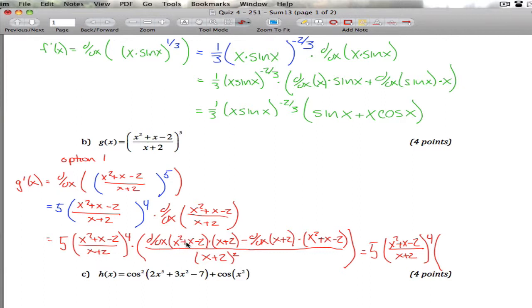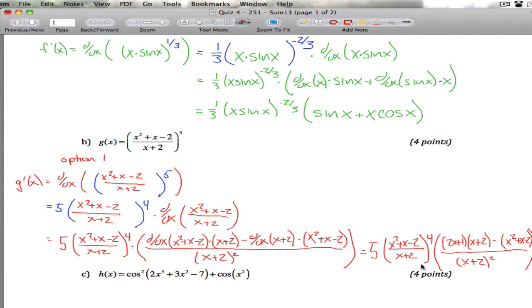The derivative of x squared plus x minus 2 is 2x plus 1. 2x plus 1 gets multiplied by x plus 2. And from that we want to subtract this derivative. Derivative of x is just 1, derivative of 2 is 0. So this is all just equal to 1 here, times x squared plus x minus 2, all over x plus 2 squared.